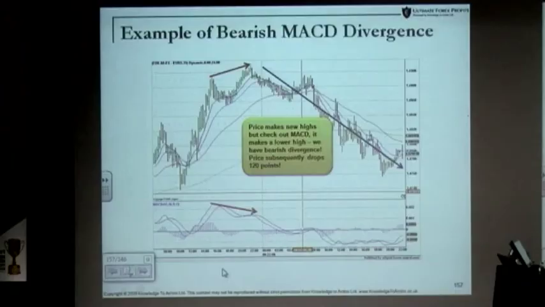Let's take a look. Here we see a nice classic example. This is Euro's 15-minute chart. Here it's running up, nice higher high points. What's MACD doing at the same time? Price makes new highs. Check out MACD. It makes a lower high. We have bearish divergence. The price subsequently drops 120 pips.